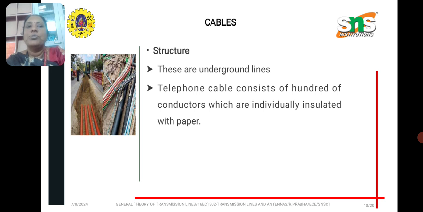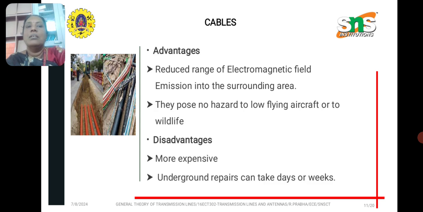Cables are usually underground cables, and these cables consist of hundreds of conductors which are insulated with paper. Some advantages of cables are reduced electromagnetic field emission into the surrounding area, because these cables are kept in a plastic sheet, and they pose no hazard to low flying aircraft or to wildlife because they are underground. Disadvantages: they are more expensive and underground repairs can take days or weeks.